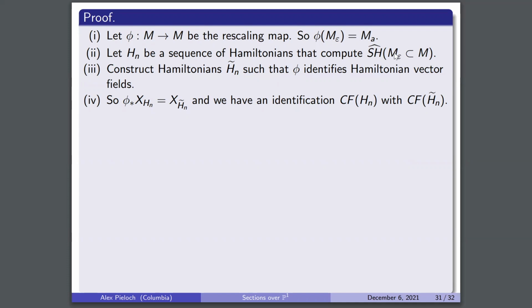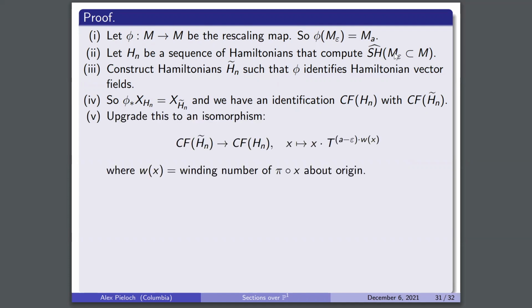Okay, so because we get this identification of vector fields, we get an identification of their Floer chain complexes. However, to make this an actual isomorphism of chain complexes, we need to account for the fact that holomorphic curves have different areas. And so to do this, we need this weight. So we take some orbit, we map it to its associated orbit, but then we rescale it in the Novikov parameter by a rescaling amount times the amount that that orbit winds around C.